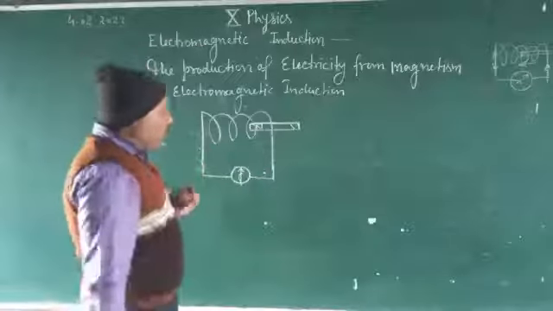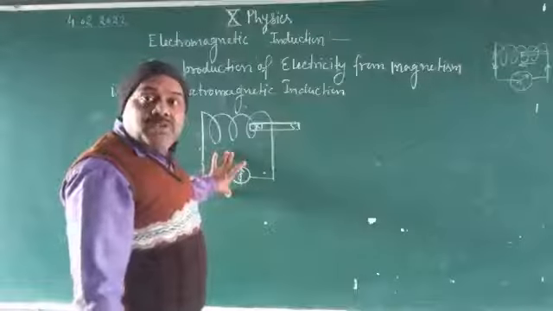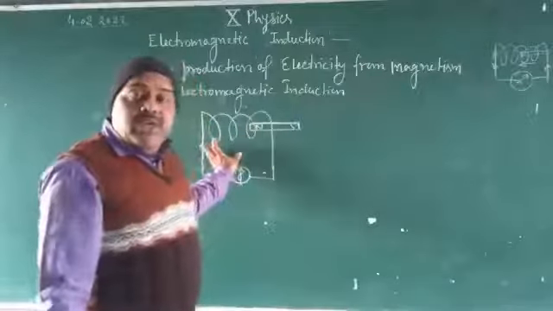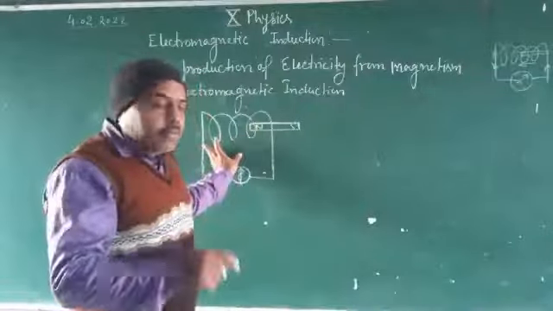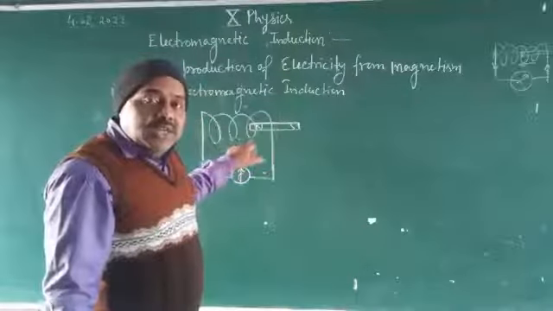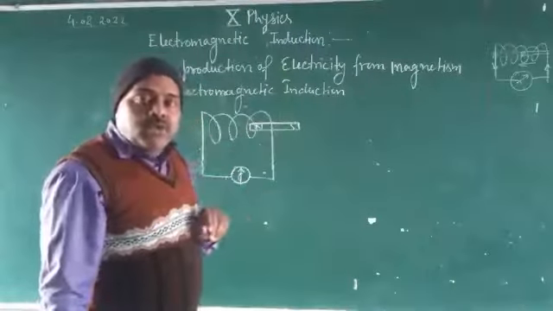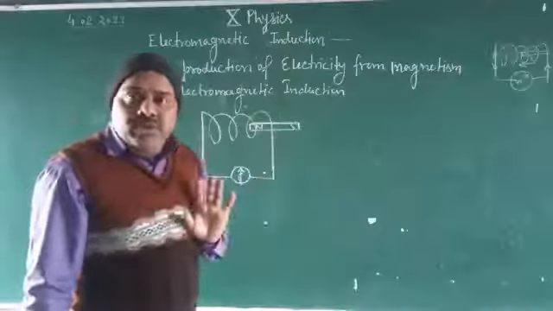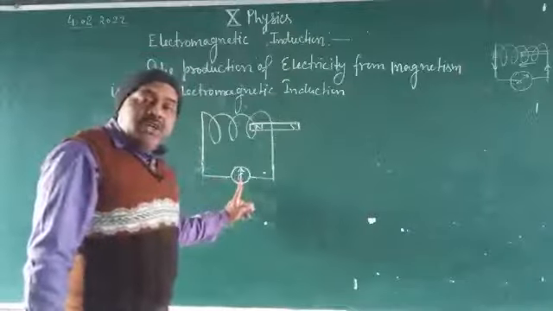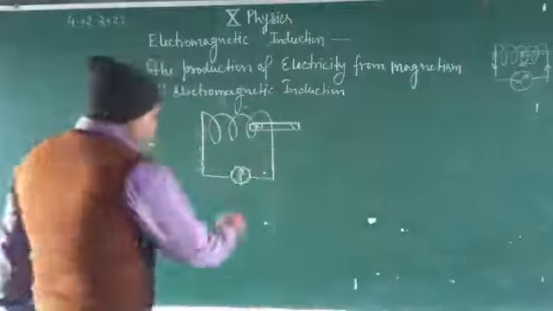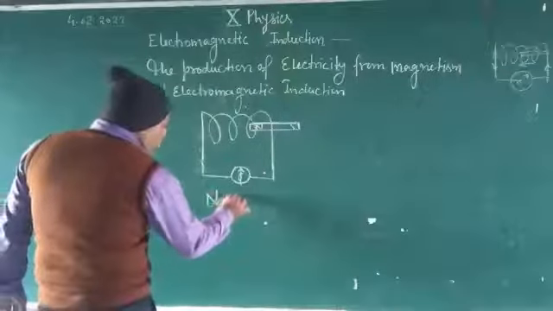Here you will see that first of all both are at rest. There is no motion of the coil, because here we take the coil fixed, but the magnet we can move, insert, or move away from the coil. But in the first case both are stationary, there is no relative motion, so we cannot see any deflection in the needle of the galvanometer. No current is produced.